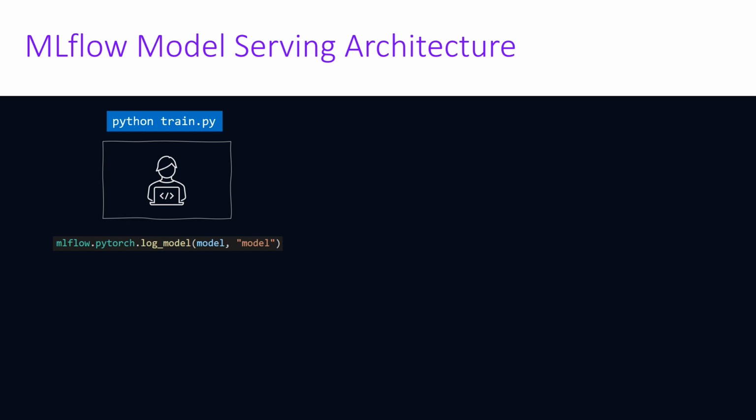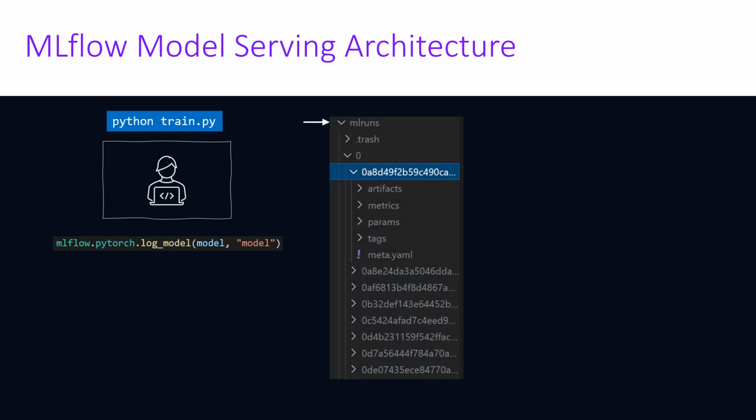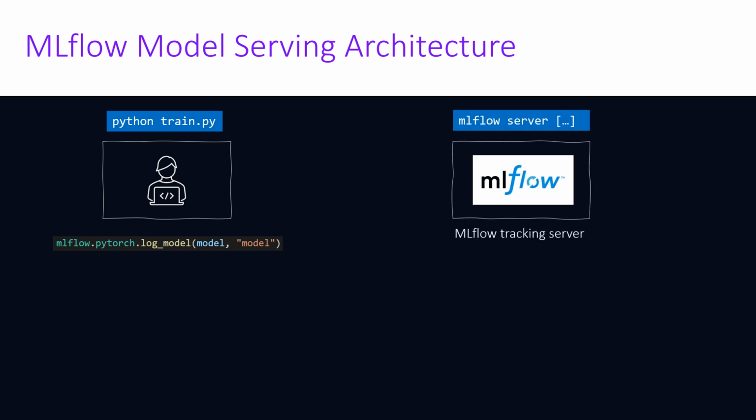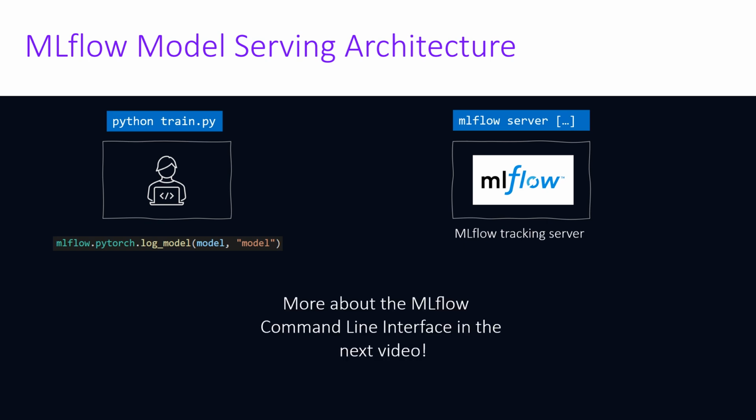This means it creates a folder called MLRuns and stores the experiments and the data inside of it. To be able to deploy models, however, you need to log the models to a tracking server. This server can simply be launched by calling MLflow server with some additional arguments.